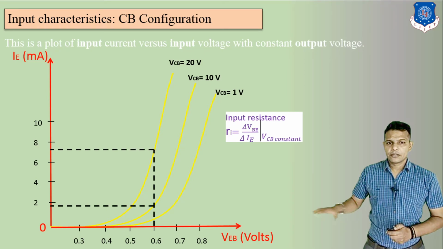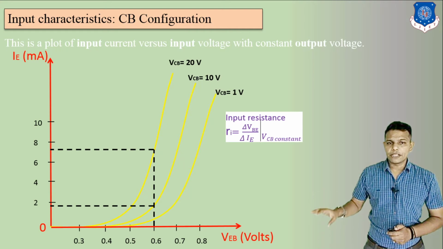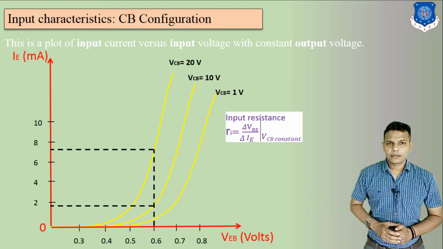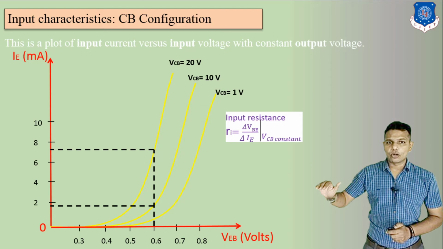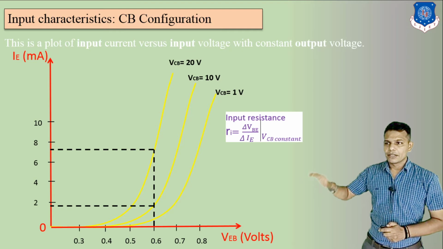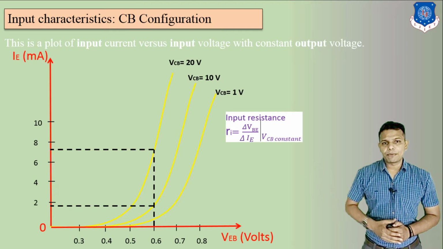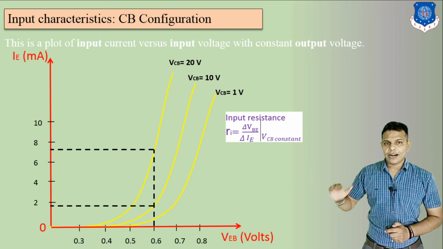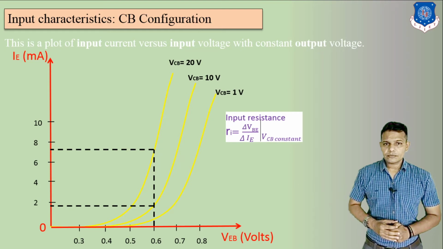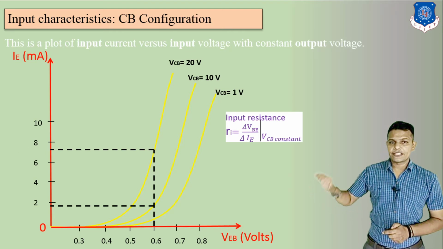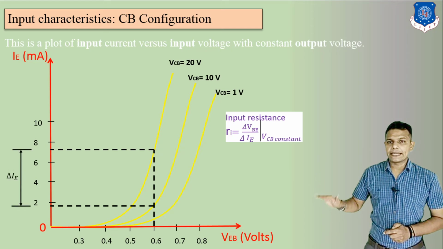Now here we can see, at a fixed value of VEB, your graph is like this. First VCB is equal to 20 volts, and at this time your IE is maximum. Here you can see it is around 7 milliamperes. Then at a fixed value of VEB, your graph is like this. That means if you decrease your VCB value at this time, here we can see in this graph, it is a different value of delta IE.